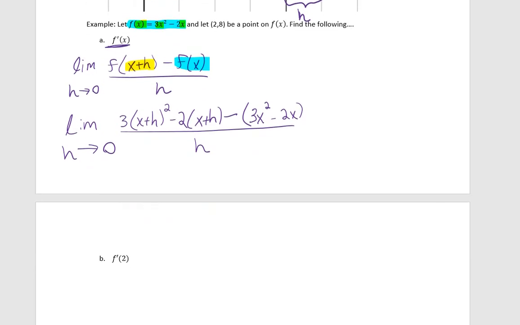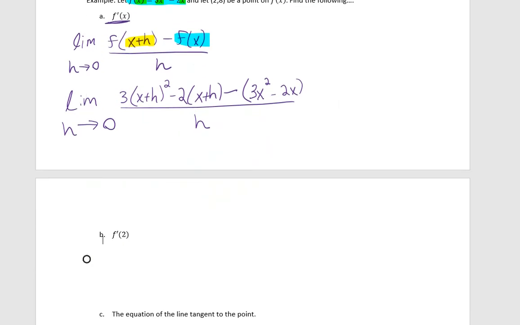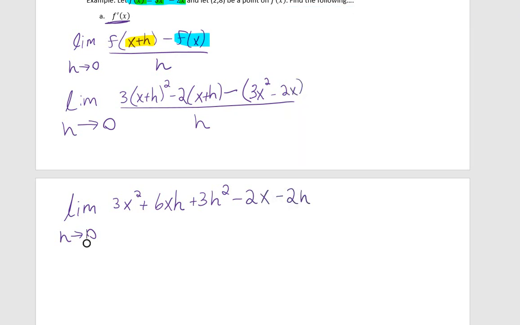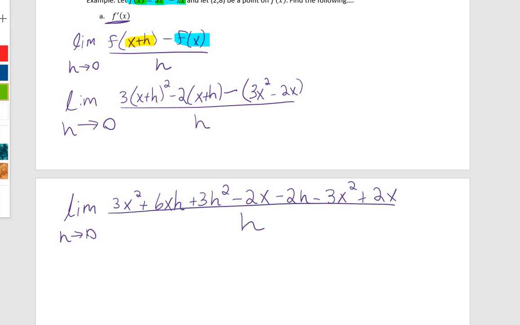So what I'm going to do now is take this and expand it out. I'm just going to give myself a little bit more room. If I expand this portion out, that would give me 3x squared plus 6xh plus 3h squared minus 2x minus 2h. Now remember, on the second part you have to distribute that negative, so it'll be minus 3x squared plus 2x, all over h. Now I know that this looks really ugly, but don't worry, we're going to clean it up a little bit.